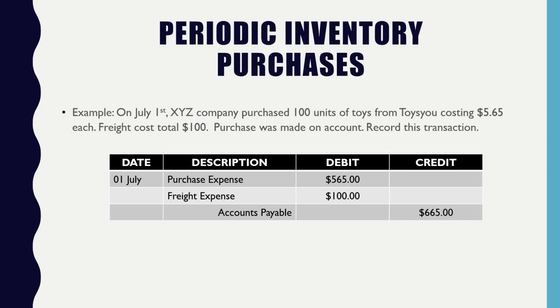Okay? So one key point is keeping our purchases expense separate from our freight expense. Okay? Any other extra costs that you have to pay are all going to be considered separate expenses. Okay? Any questions here?